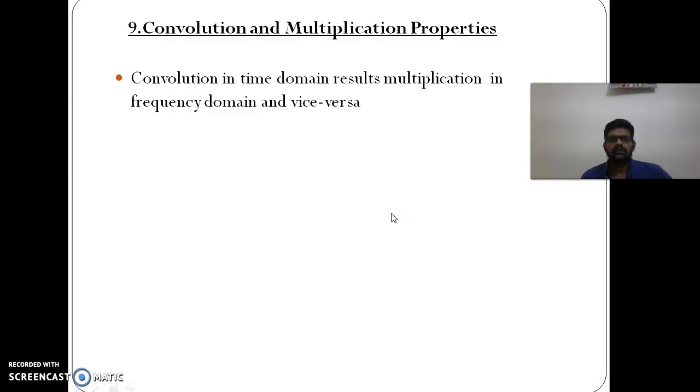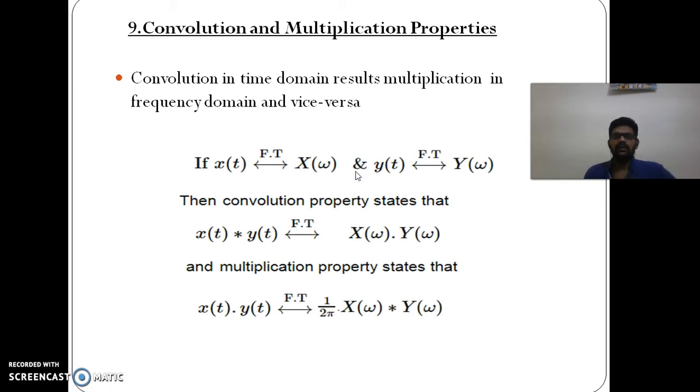Okay, so the next property we are going to see is the convolution and multiplication properties. The statement is: convolution in the time domain results in multiplication in the frequency domain, and similarly vice versa, that is, multiplication in the time domain results in convolution in the frequency domain.